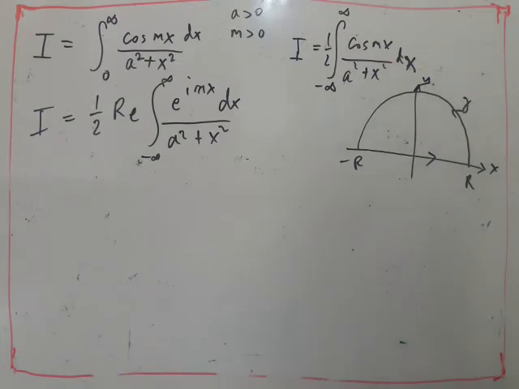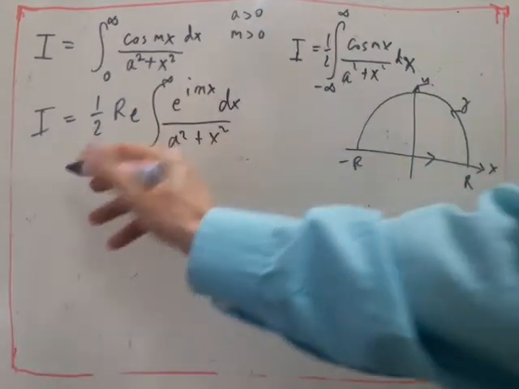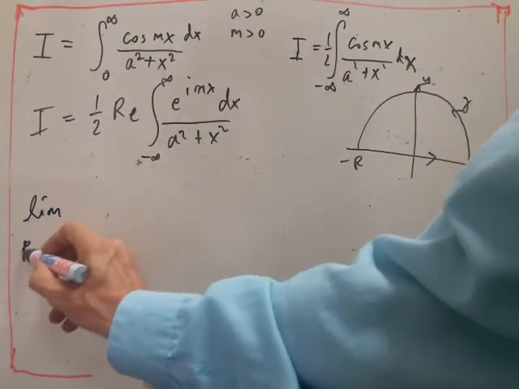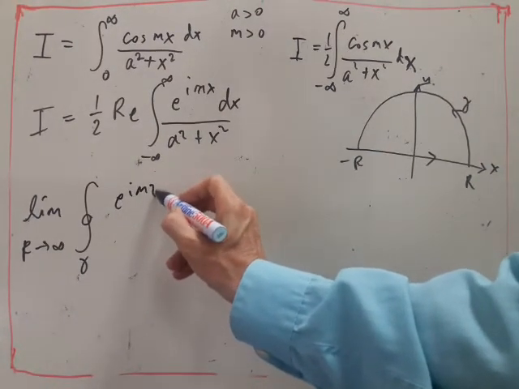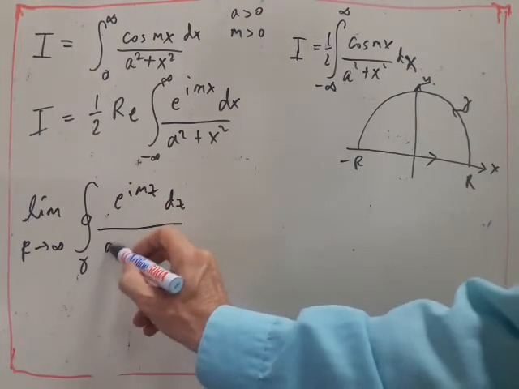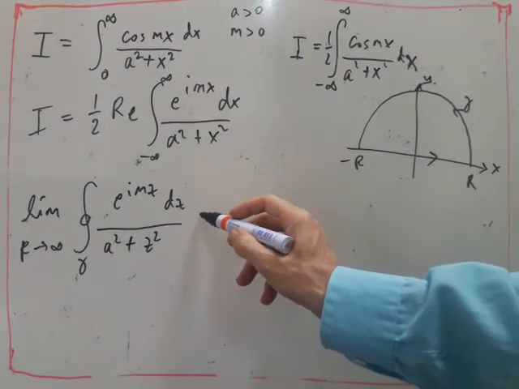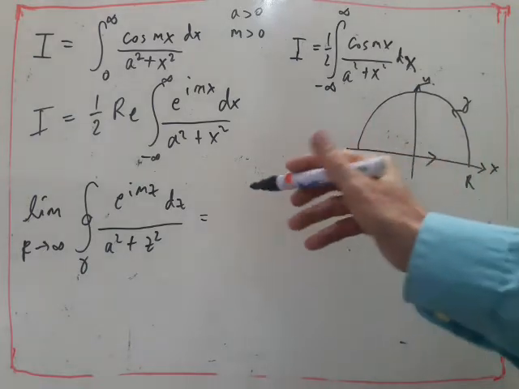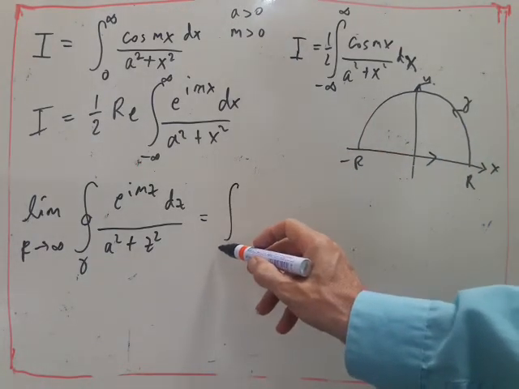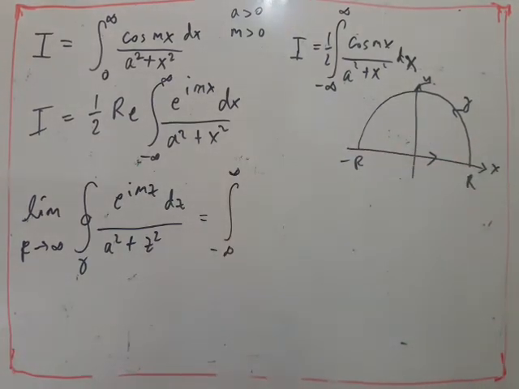Label your axes, and so we're going to consider this contour integral, limit as r goes to infinity of e to the imz dz over a squared plus z squared. So this is going to give us along here, as r goes to infinity, something like the integral we want, not quite the integral we want. I'll just write it out in this case.